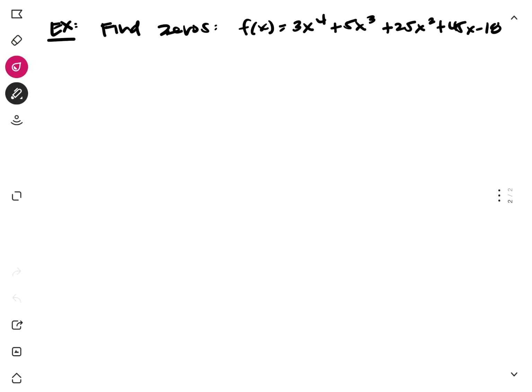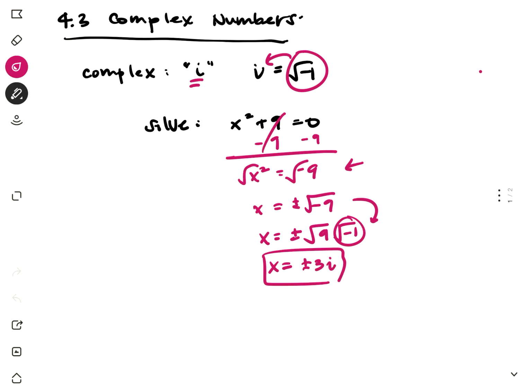What we're going to do here is find the zeros. We're going to do it exactly like we did the last time. We're going to have to do some long division. I don't think there's any getting around it, but we'll talk about it when we get there. So we're looking at 3x to the 4th plus 5x cubed plus 25x squared plus 45x minus 18. We're going to have i's in our calculations eventually, but we have to be able to get there first.